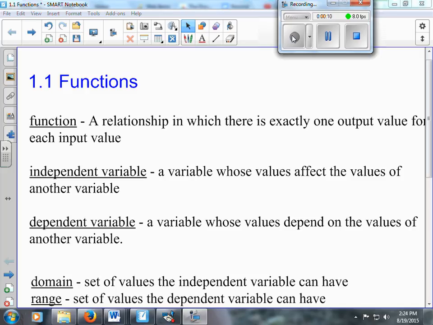First, a function. This is the relationship between two variables in which each input variable yields exactly one output variable. So there's exactly one output for each different input.